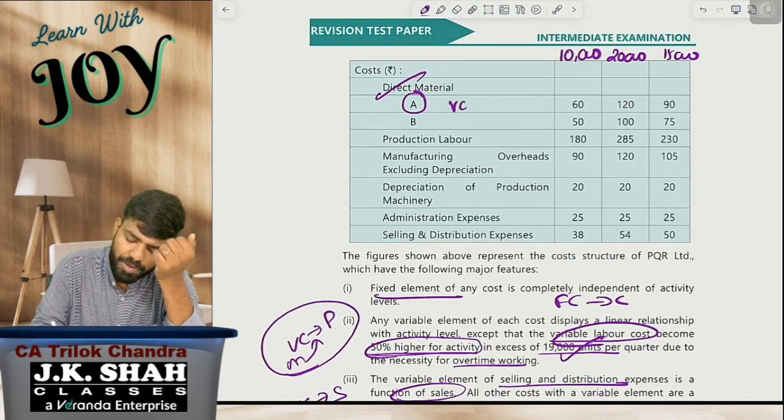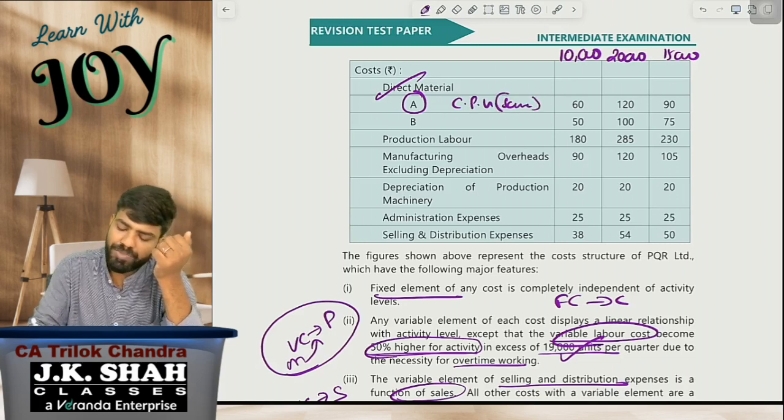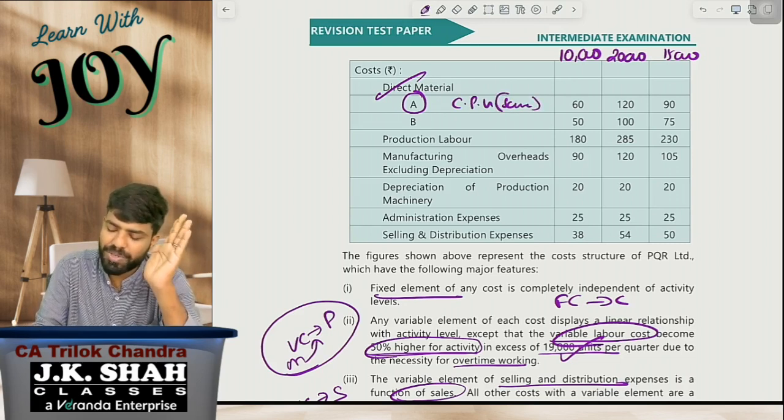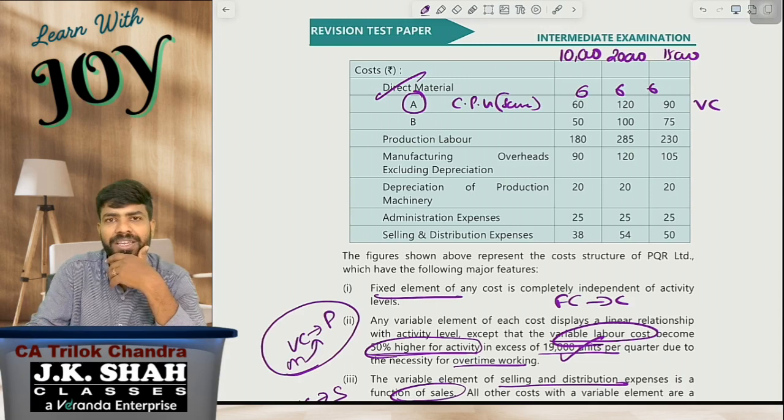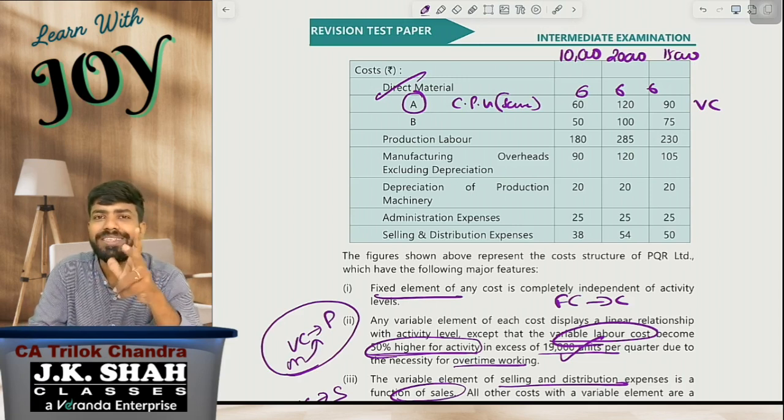It is variable. So, how can you tell? Because in variable cost, the cost per unit is the same. 60,000 divided by 10,000 is 6 rupees. 1,20,000 divided by 20,000 is 6 rupees. 90,000 divided by 15,000 is 6 rupees. So it's a variable cost. It will be constant for the fourth quarter also, because only fixed cost changes.